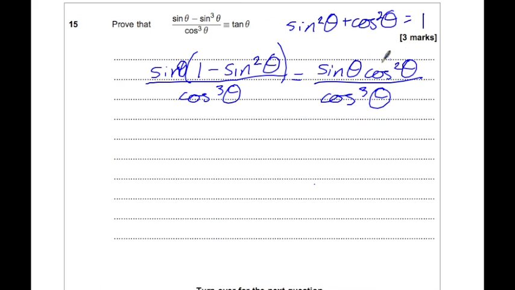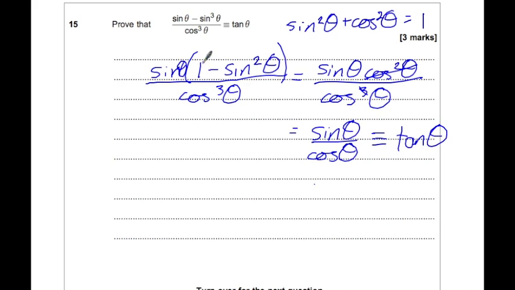Now we can see that these cos squareds will cancel with two of these from the cos cubed theta. So this will cancel down to sine theta over cos theta, which we know is the definition of tan theta. So if we look at what we've done, I think you need to spot that because this is factorisable, factorise that and then see what happens.